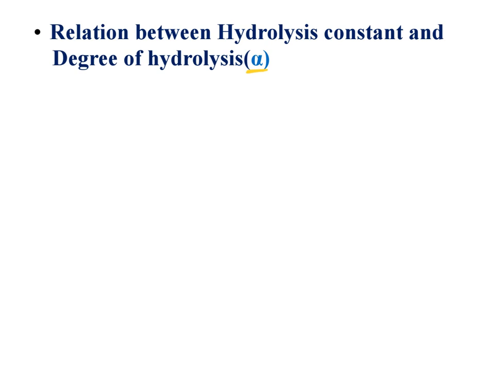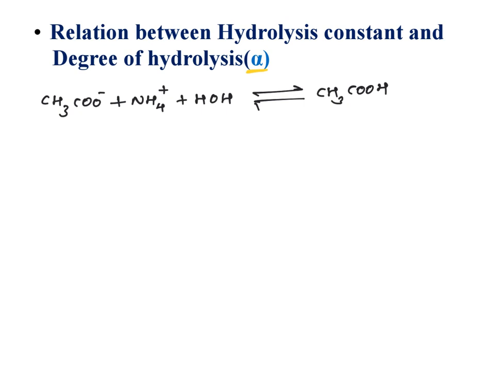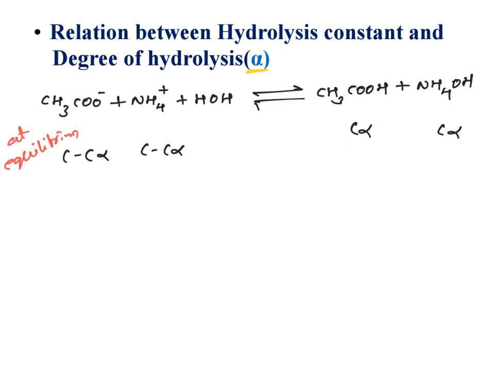To write this, I am writing once again with the same example, salt hydrolysis reaction, acetate NH4 plus converted into acetic acid and ammonium hydroxide. At equilibrium condition, or at equilibrium concentration, this is C alpha, and here C minus C alpha, acetate also C minus C alpha.